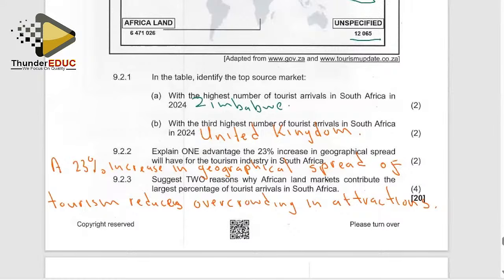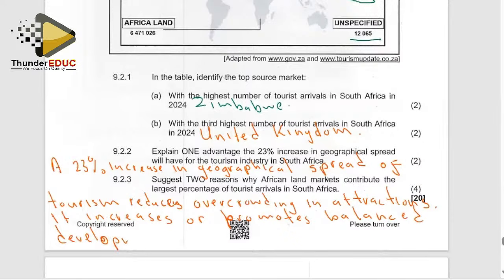Then in addition to that, it increases or promotes balanced development of tourist destinations.